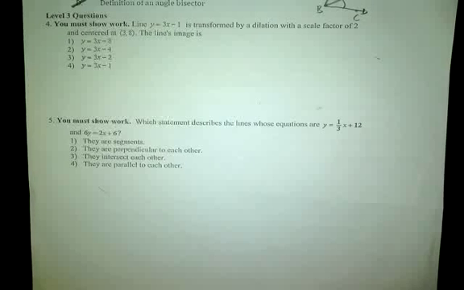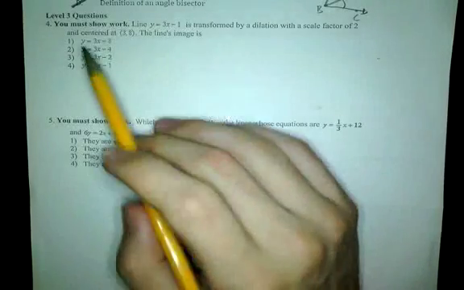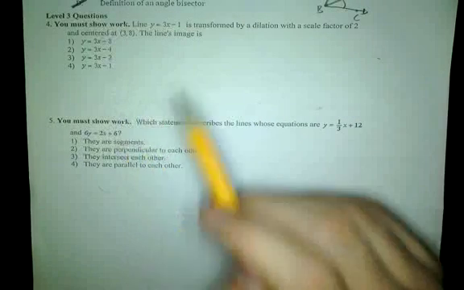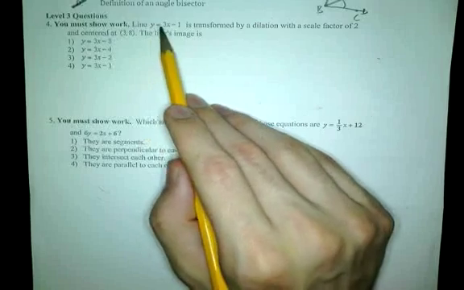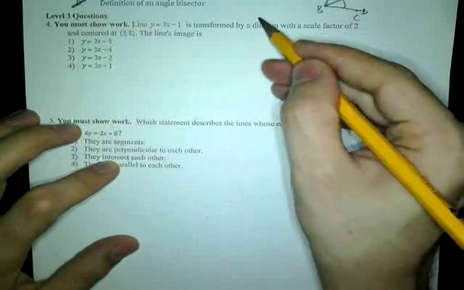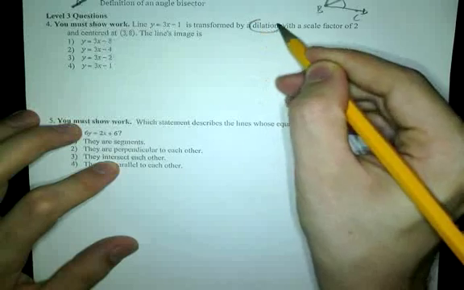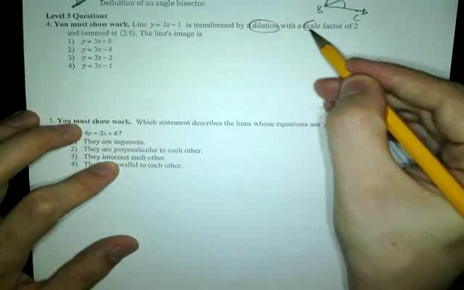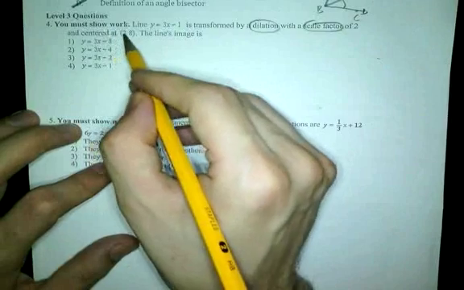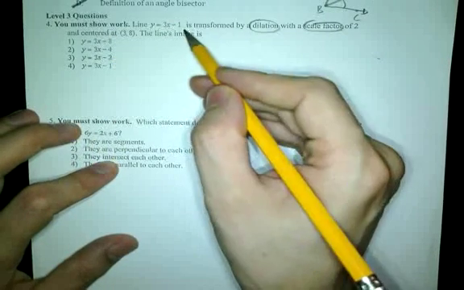Alrighty, folks. I'm going to start by tackling question number 4. It says you must show your work. Therefore, I must show my work. Line y equals 3x minus 1 is transformed by a dilation with a scale factor of 2 and centered at (3, 8). And what is the line's image?